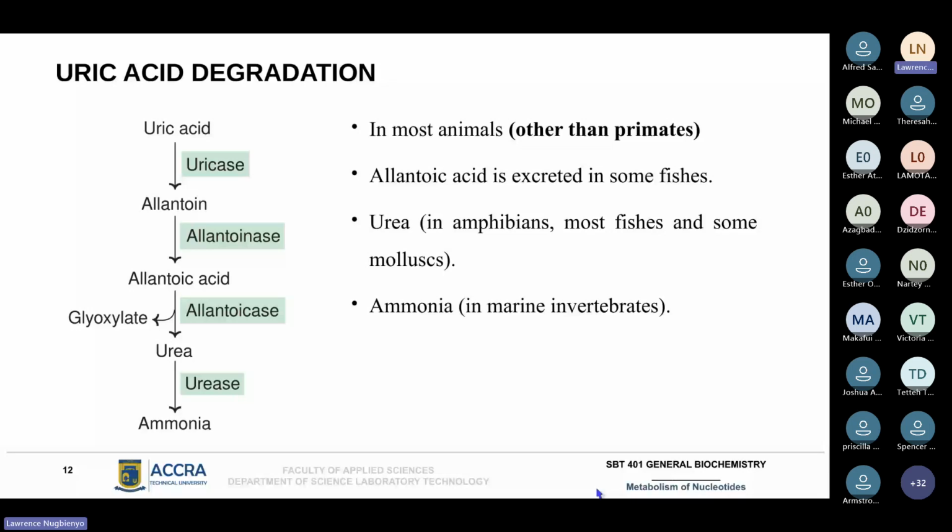In some others, some fishes, even amphibians, mollusks, you have that allantoin undergoing further reaction, say carboxylation, to now give you allantoic acid, which will get excreted. And the reaction can continue in other organisms like marine invertebrates, where you have even the allantoic acid getting converted to urea, to ammonia, and getting excreted.